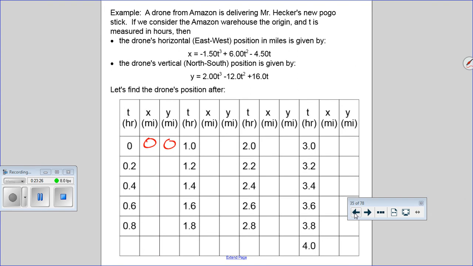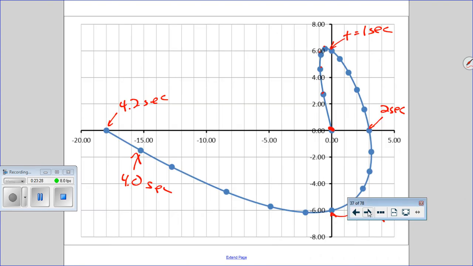So what this represents then is, if you were looking down on a map of Michigan, here's the warehouse. The drone took this weird path and it went to here, right? Cool? Questions with it?